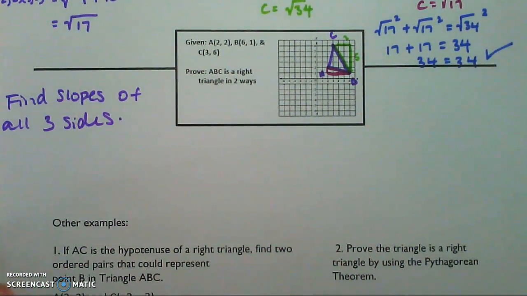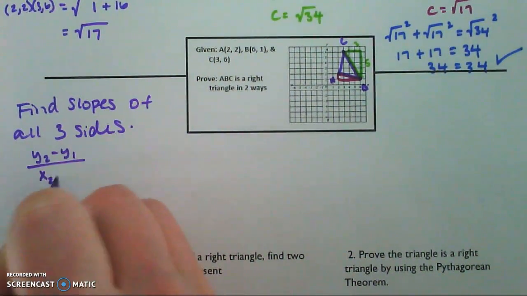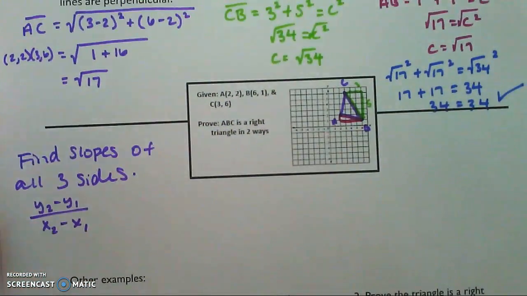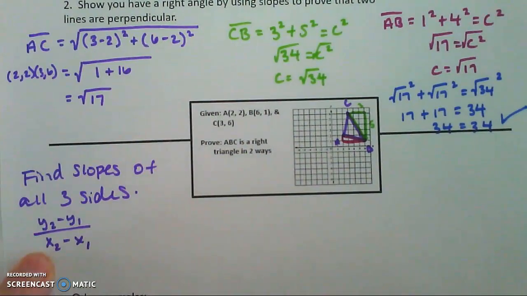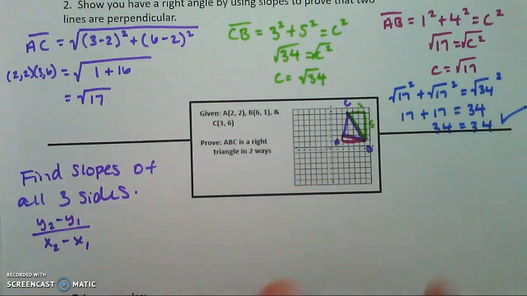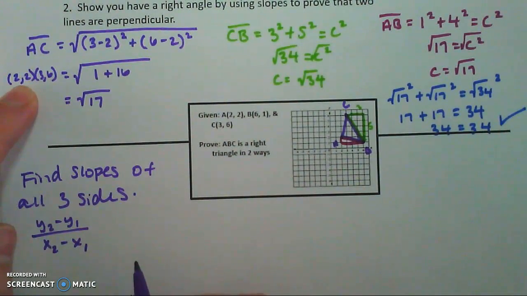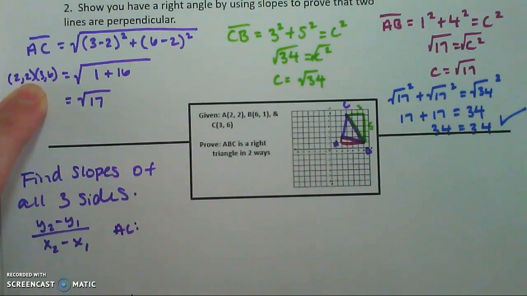There are a couple ways that we could do this. If you do not have a graph and all you have is the coordinates, then we can use the slope formula, which is y2 minus y1 over x2 minus x1. I'll use the slope formula for AC, since that's the side I used the distance formula for. Then I'll show you the other way that we could find slope with our other two sides because we have a graph here. Again, it does not matter which one you label as your 1s and 2s.